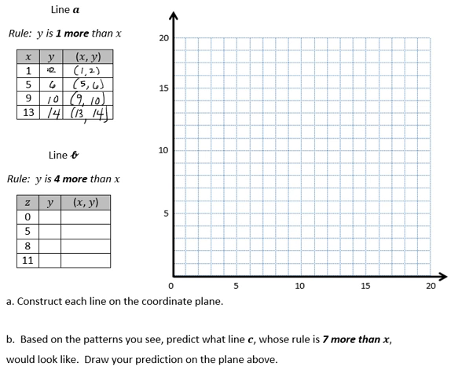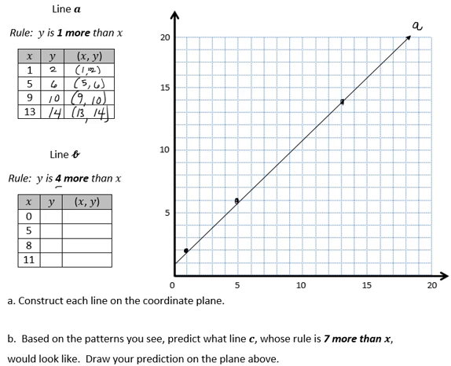And now I'm going to plot each of these points on my coordinate plane. For 1, 2, I will move over 1 unit and up 2. For 5, 6, I move over 5 units, up 6. For 9, 10, I would move over 9 units, up 10. And for 13, 14, I'd move over 13 units and up 14 units. I'm going to connect each of these points to make my line. And here's my line that goes through all 4 of those points, and we call that line A.